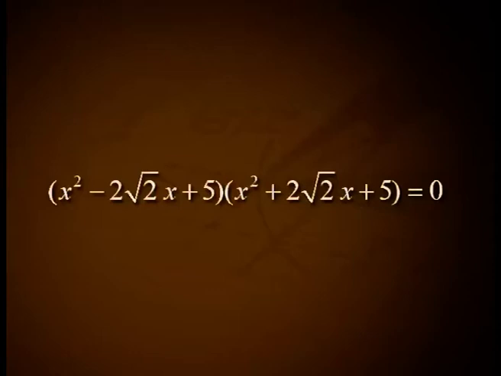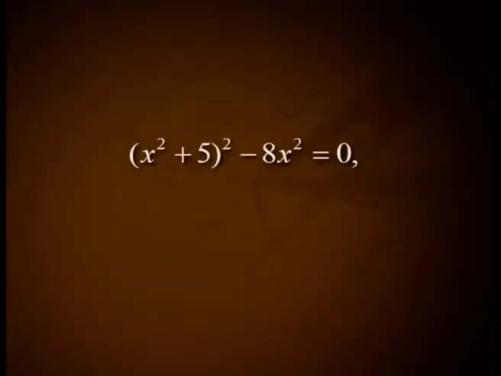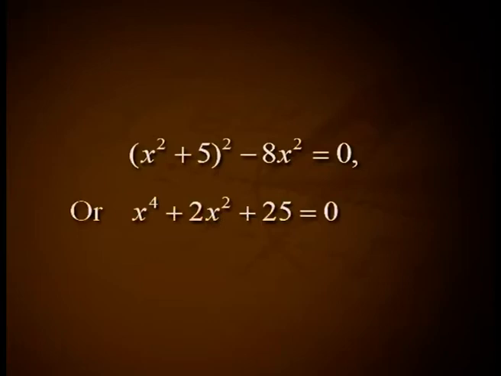Thus, the required equation is (x^2 − 2√2x + 5)(x^2 + 2√2x + 5) = 0, or (x^2 + 5)^2 − 8x^2 = 0, or x^4 + 2x^2 + 25 = 0.